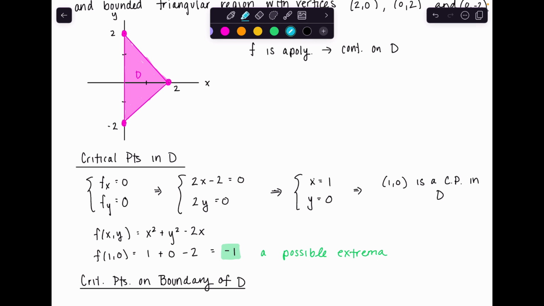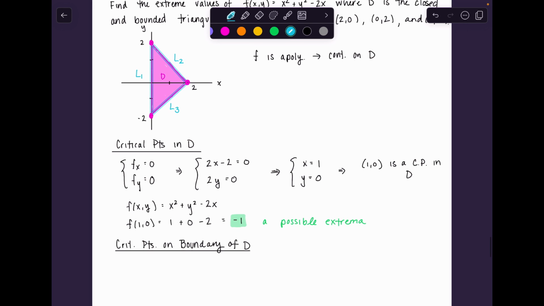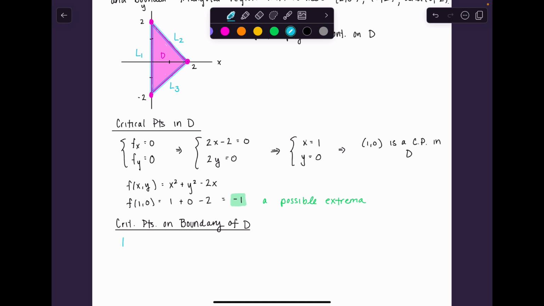So this is comprised of 3 lines. We've got the first line, the second line, and the third, or any order that you want to do these in. So I'll call this one line 1. Let's do clockwise. This is line 2, and this is line 3. So when I'm looking at the critical points on the boundary, line 1, line 2, and line 3 form the boundary. So I need to find a parameterization for each one.